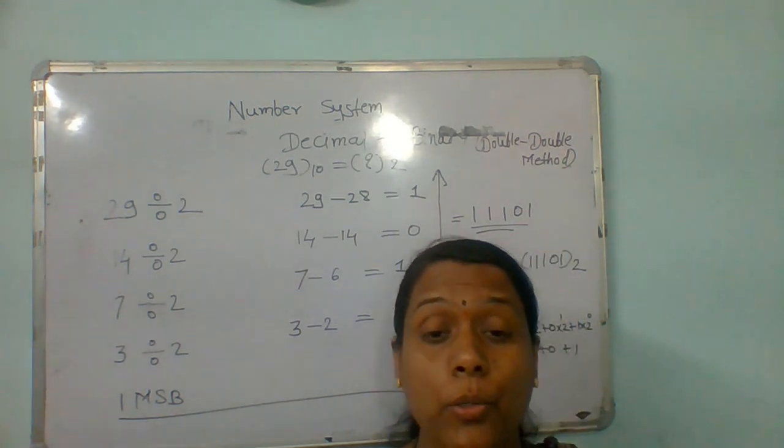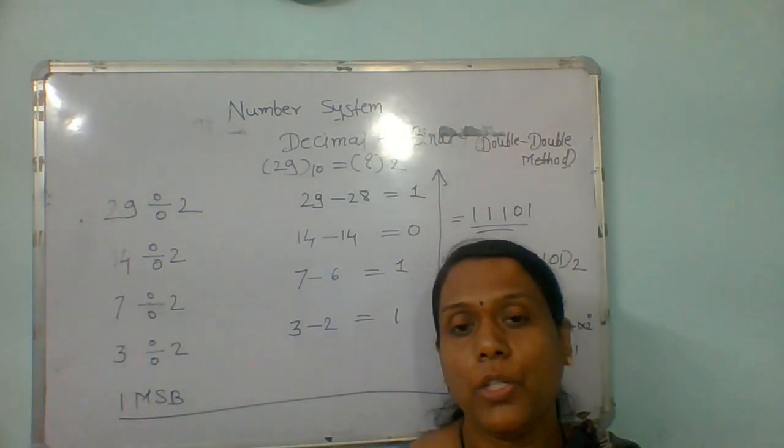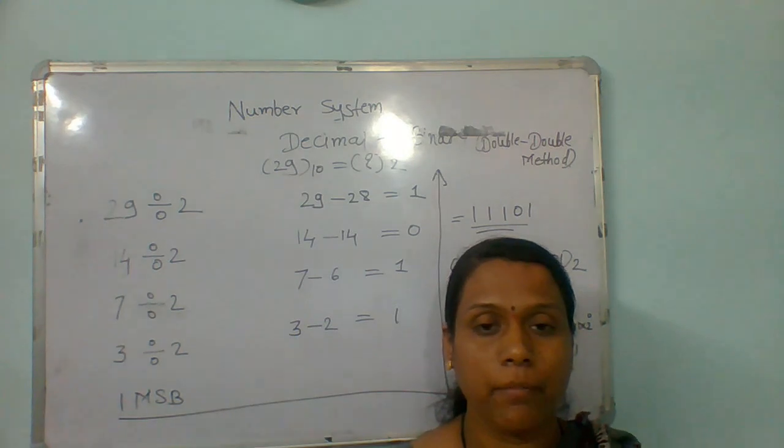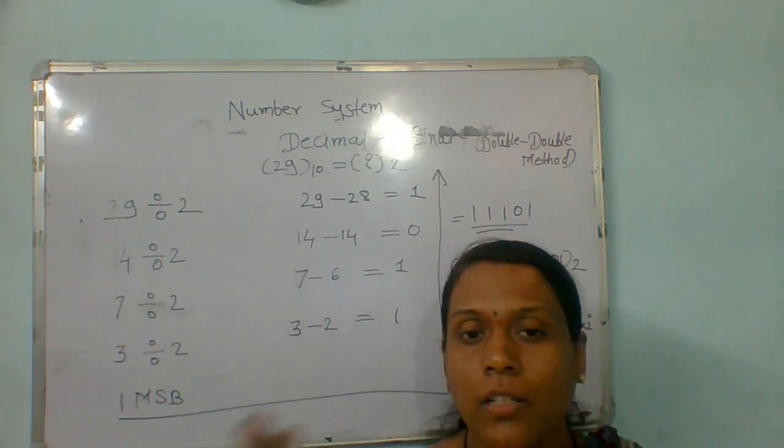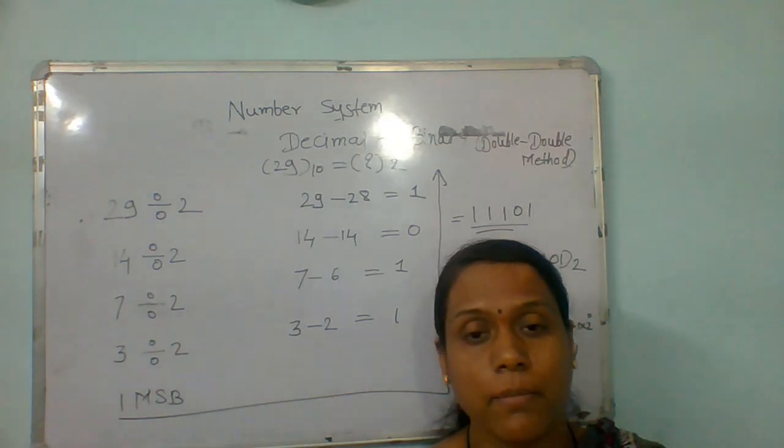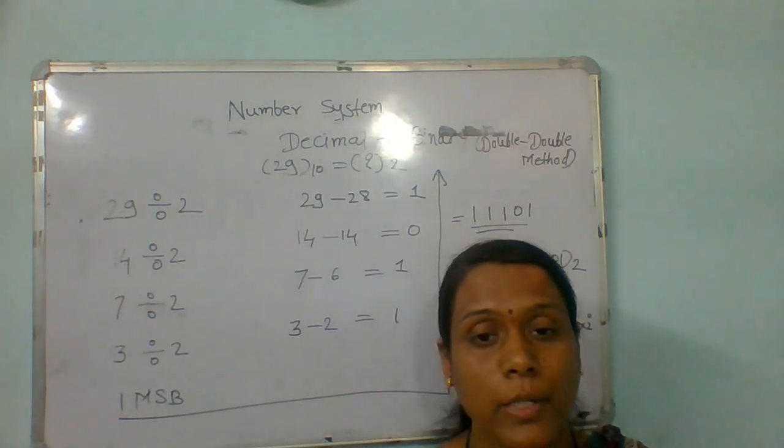Now we are going to discuss the conversion of decimal number into the binary number. Previously what we have seen are the conversion of binary number into decimal, conversion of octal number into decimal, and conversion of hexadecimal number into decimal.